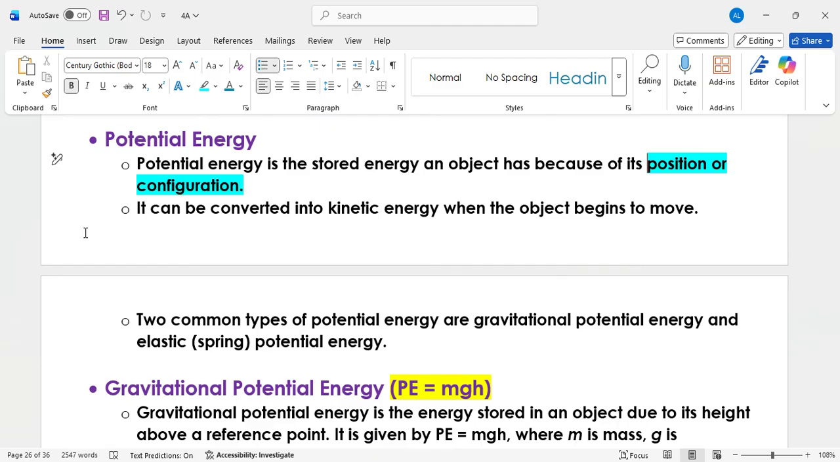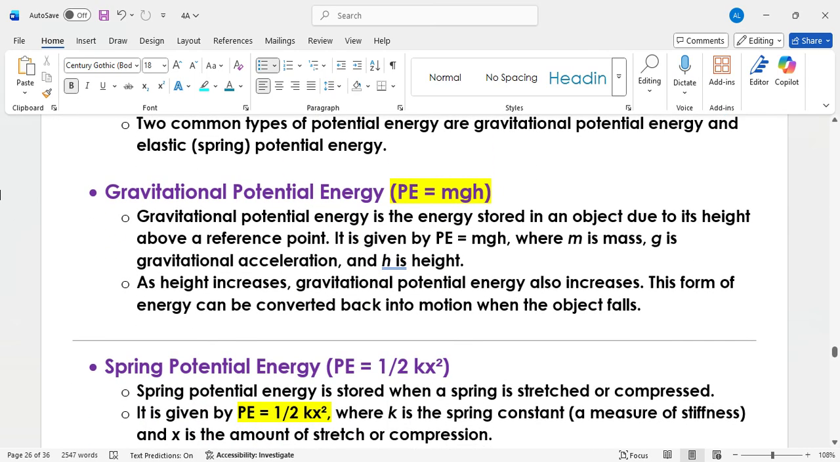Two common types of potential energy are gravitational potential energy and elastic spring potential energy. Gravitational potential energy, PE equals mgh. Gravitational potential energy is the energy stored in an object due to its height above a reference point. It is given by PE equals mgh, where m is the mass, g is gravitational acceleration, and h is height.